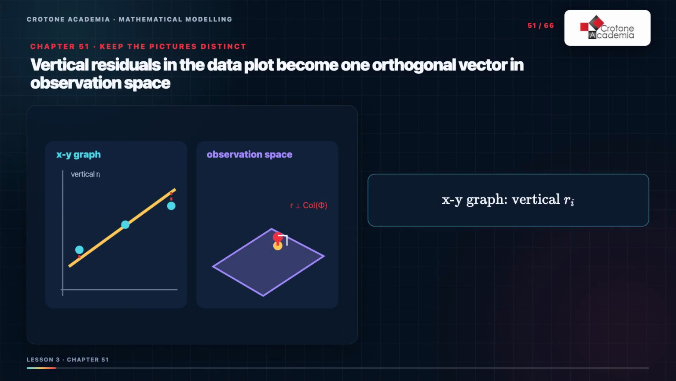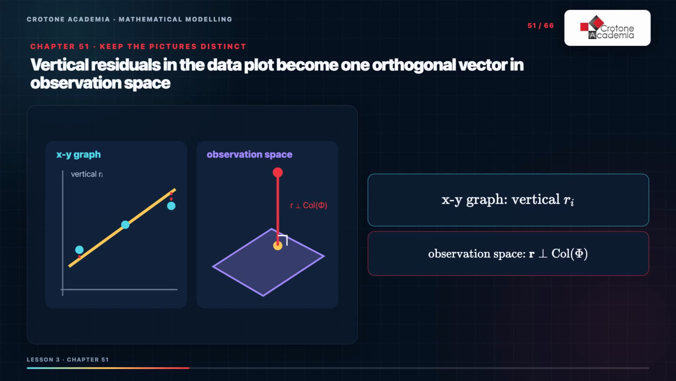Ordinary least squares does not generally minimize perpendicular distances from plotted points to the line in the xy graph. It minimizes squared vertical output residuals. Stack those vertical residual values into one vector, and that vector is perpendicular to the design column space in observation space. The right angle belongs to the vector space picture, not necessarily to each point-to-line segment in the original graph.